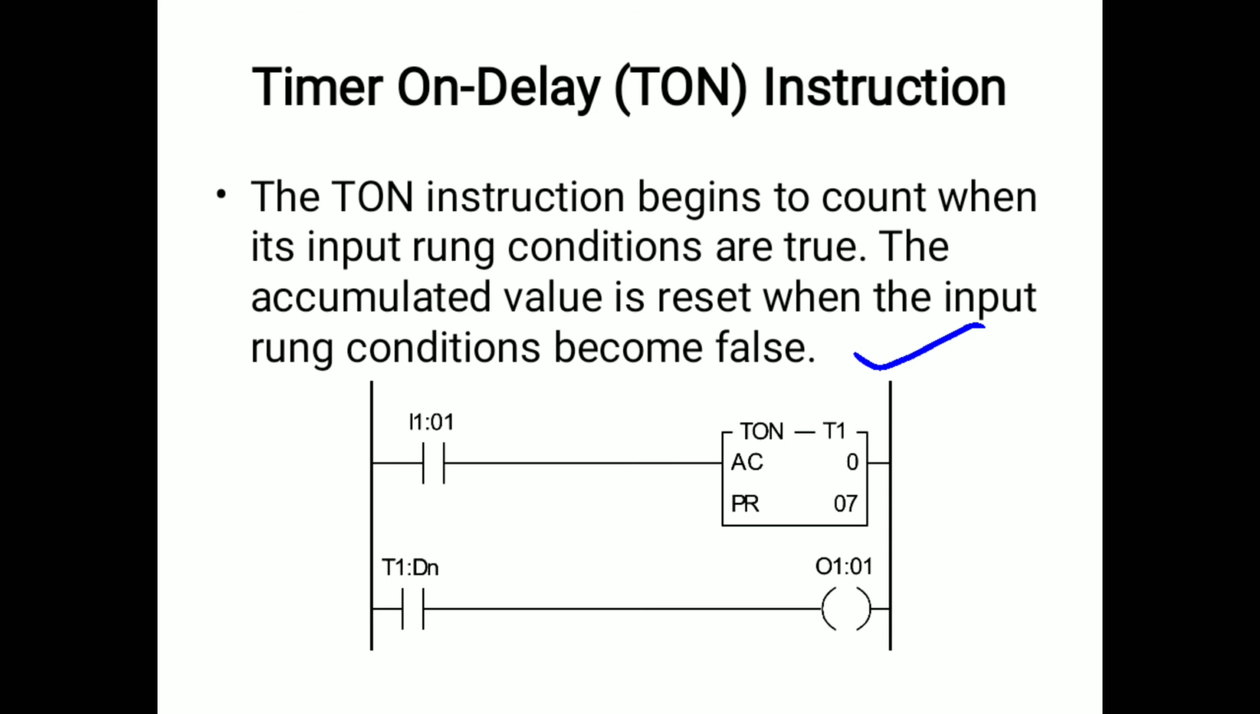Here the timer name is T1, and we have reset the accumulated value to 0, the current value of the timer is 0, and the timer will run up to 7 counts. Meaning 0 to 7, it will count 8 pulses. When it counts 8 pulses, the timer done bit will become 1, and the output will be initiated. In this way we can represent the timer on instruction.